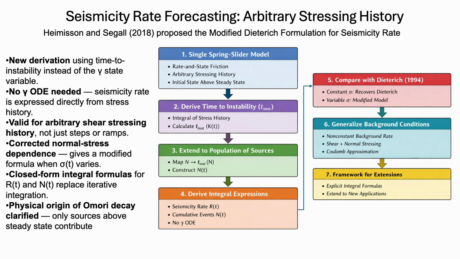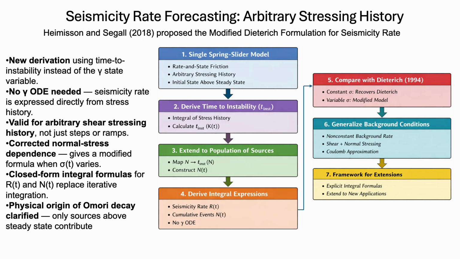So we will try to understand the formulation of this work using this block diagram workflow over here. So Heimisson and Segall in this paper assumed again a spring slider model, applied rate and state friction over there, assumed an arbitrary stressing history, and assumed that all the faults are above steady state also over here. They derive an equation for the time to instability, which is basically the time it takes for a source to nucleate.